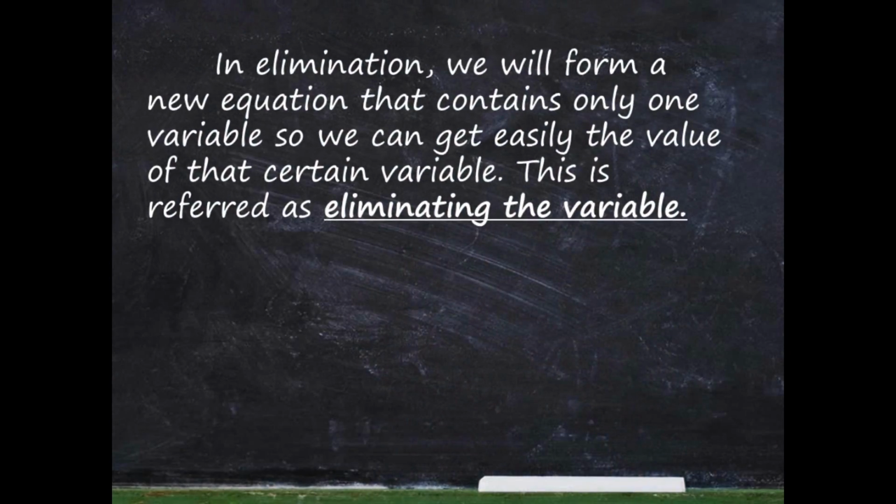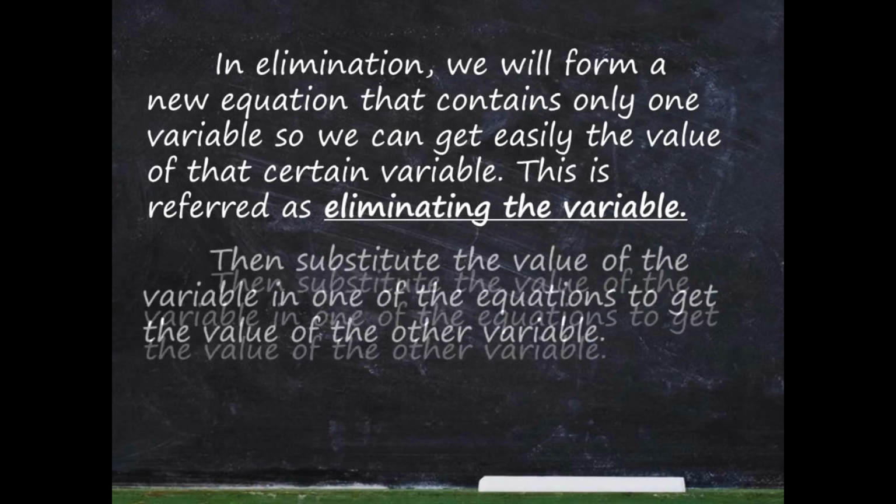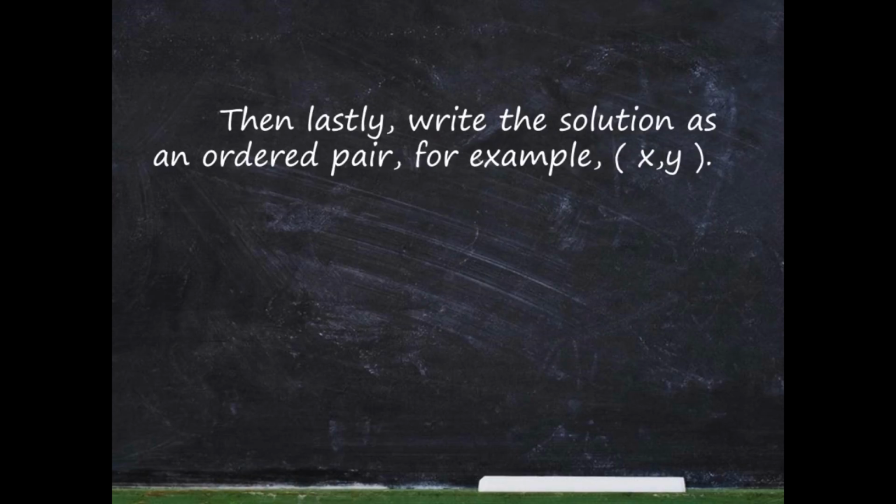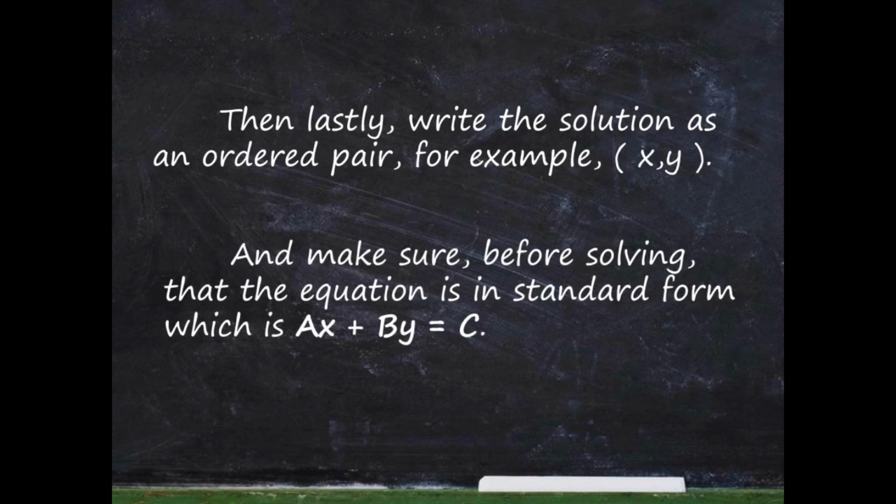In the elimination method, we will form a new equation that contains only one variable, so we can easily get the value of that certain variable. This is referred to as eliminating the variable. Then, substitute the value of the variable in one of the equations to get the value of the other variable. Lastly, write the solution as an ordered pair, for example (x, y), and make sure, before solving, that the equation is in standard form, which is ax plus by equals c.